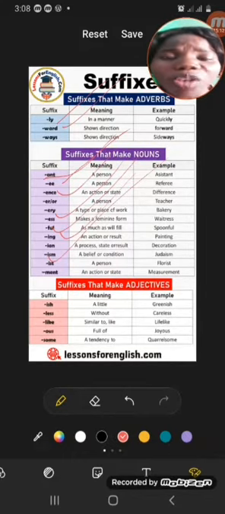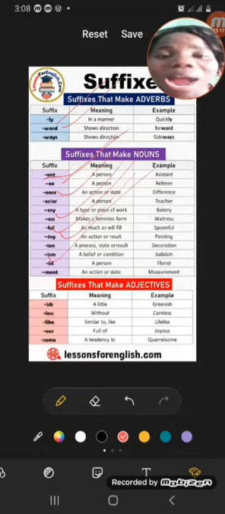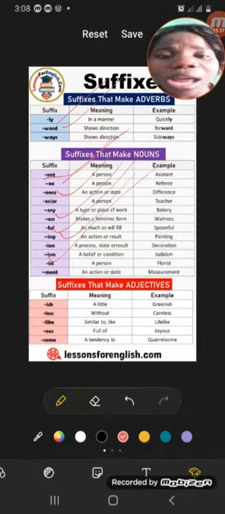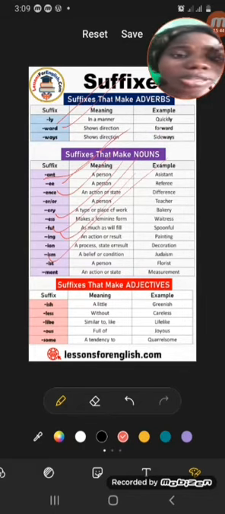We have so many of them like that. And don't forget, I told you when you add ly to words, you change them to adverbs. Like when I say gentle, from the word gentle, when I add ly, ly is a suffix. When I add ly to gentle, I have gently. Do you get it now? And that is an adverb. I can add ly to quick to have quickly. Do you understand? I hope you understand.